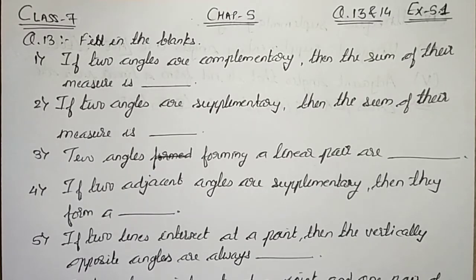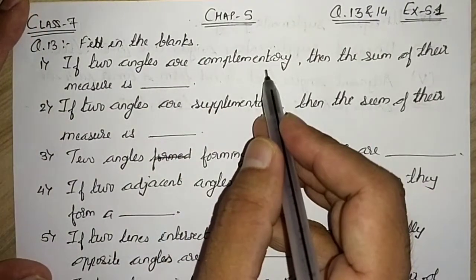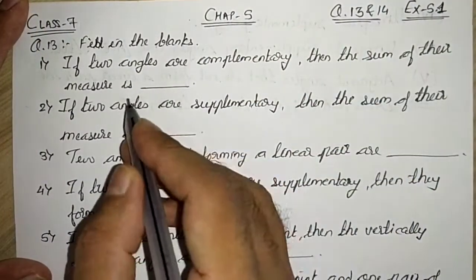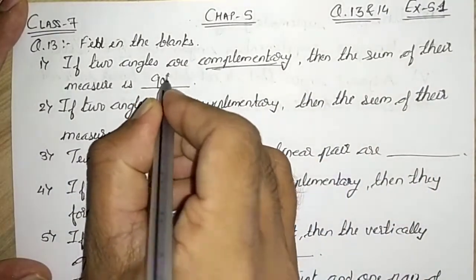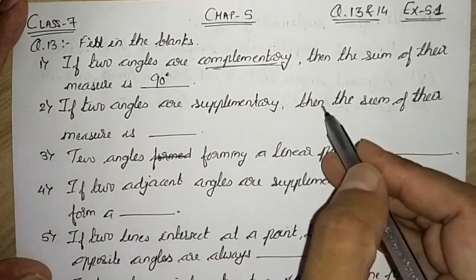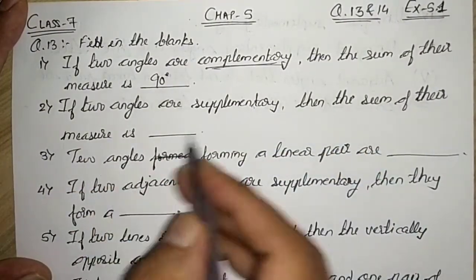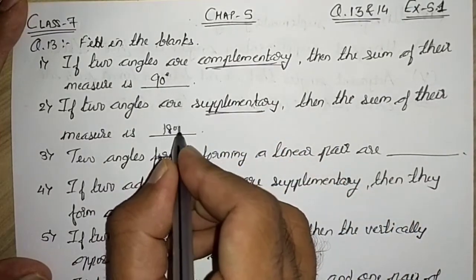It is fill in the blanks. The first blank: if two angles are complementary, then the sum of their measure is 90 degree. If two angles are supplementary, then the sum of their measure is 180 degree.